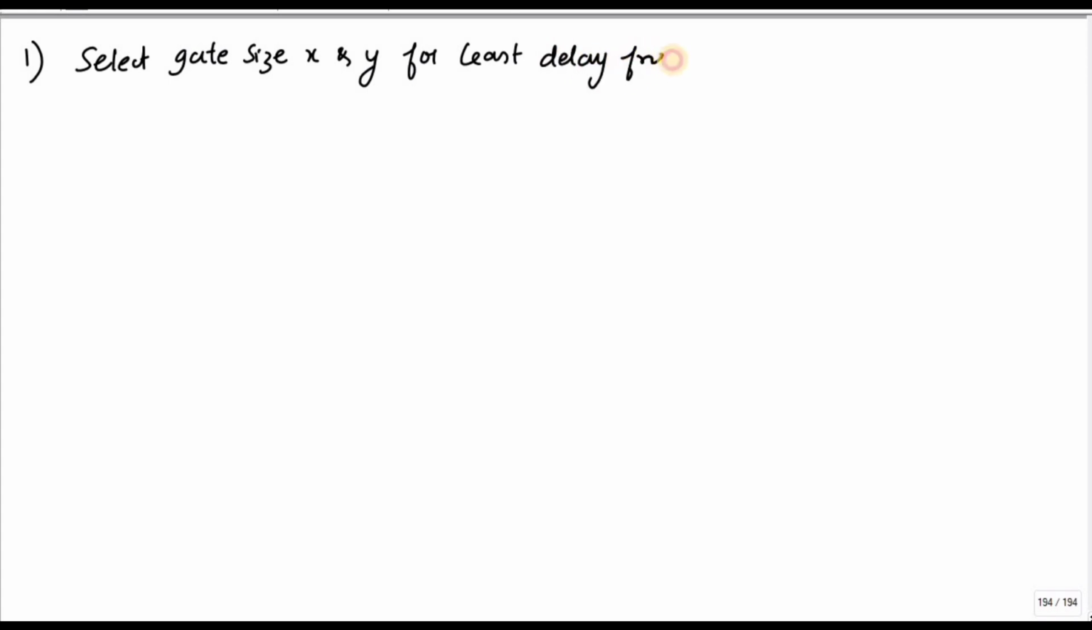So in this video, we are going to see one problem on linear delay model. The question is: select gate sizes X and Y for least delay from A to B.